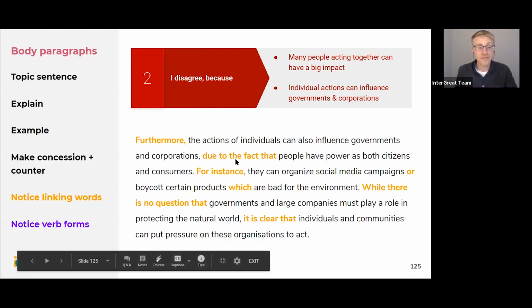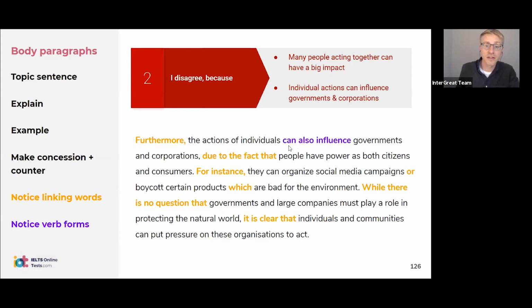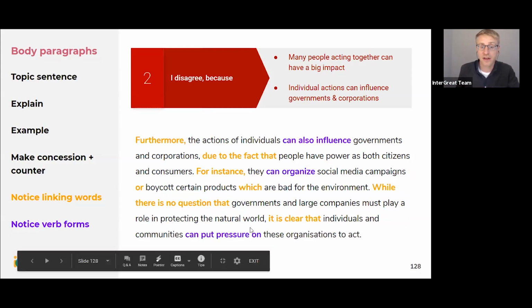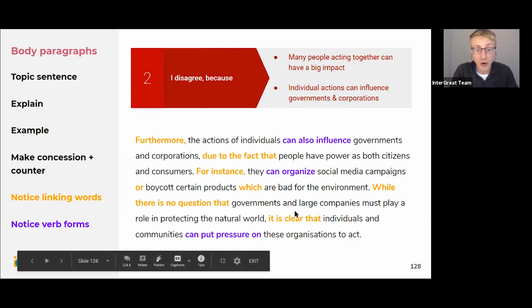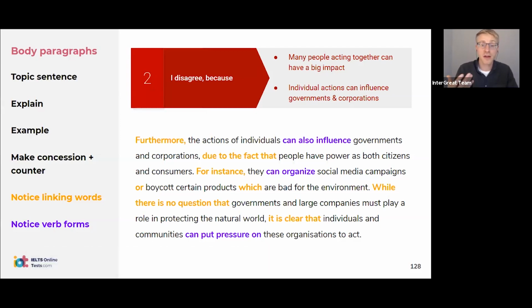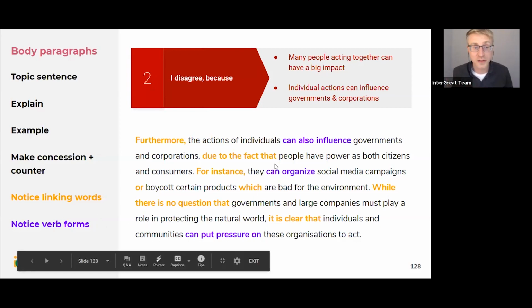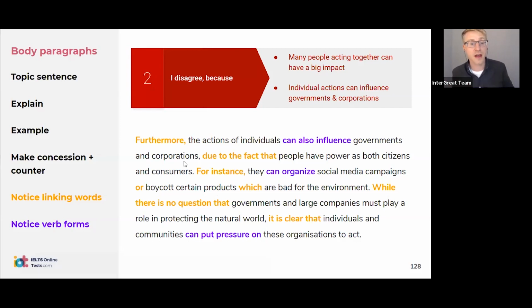For tenses, what tenses do we have here? Again, we're using the modal verb: can influence, can organize, can put pressure on, okay? This is essentially present tense, but with a modal verb to show the possibility. This is what they can do, right? And it's very common to use this when you're talking about possible actions in the present, right?